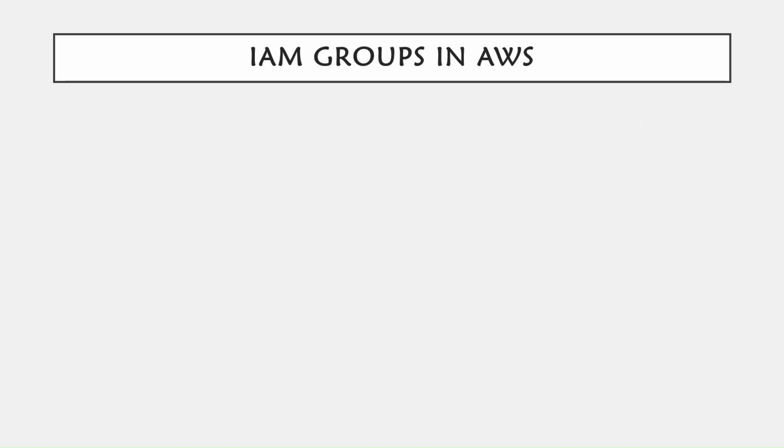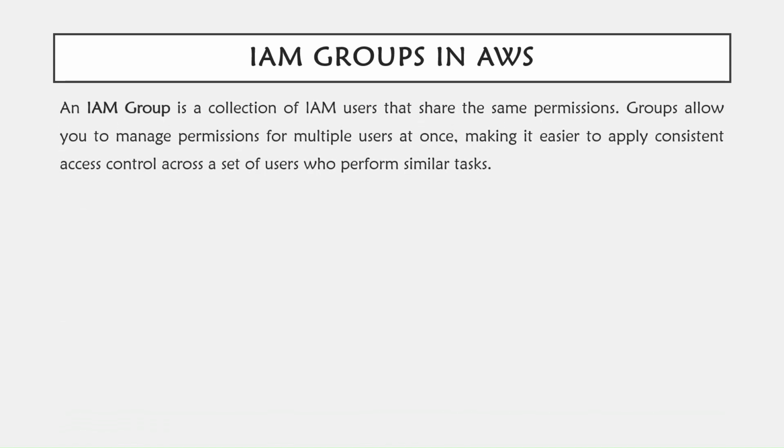So the next we have is a group. An IAM group is a collection of IAM users that share the same permissions. Groups allow you to manage permissions for multiple users at once, making it easier to apply consistent access control across a set of users who perform similar tasks. So let's understand the key features of IAM groups.